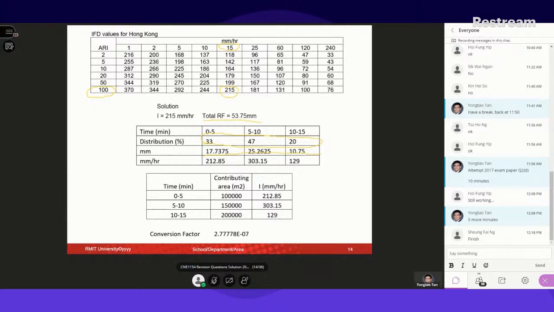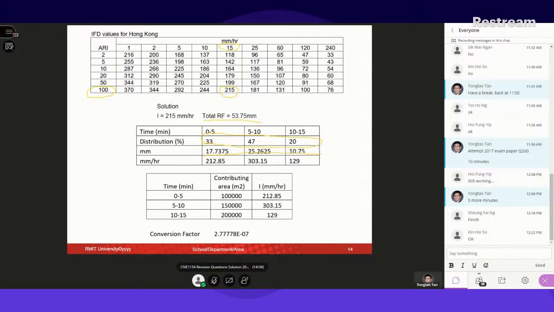To intensity. How to convert? Divide by the time, which is 5 minutes. Is that clear? How to convert this to intensity? Any questions? Any questions to convert the rainfall intensity? No questions? Okay, now it's clear to you, I think.